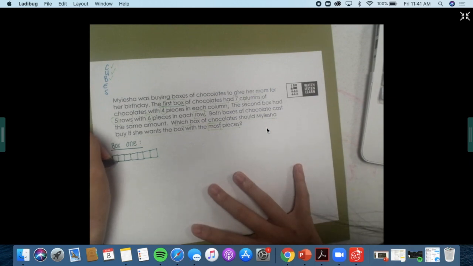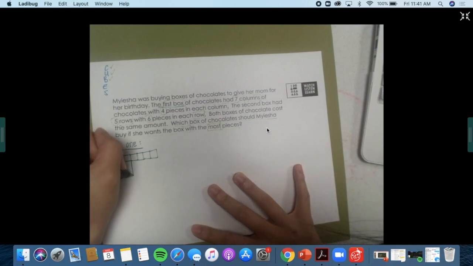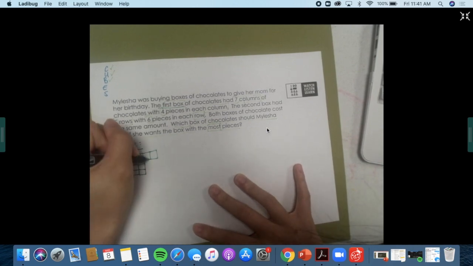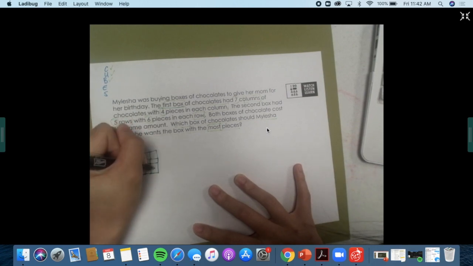So under column 1, there would be 1, 2, 3, 4. And column 2 would have 4 pieces. Column 3 would have 4 as well. Column 4 would have 4 pieces. Column 5 would have 4 pieces as well. Column 6. And column 7 has 4 pieces as well.